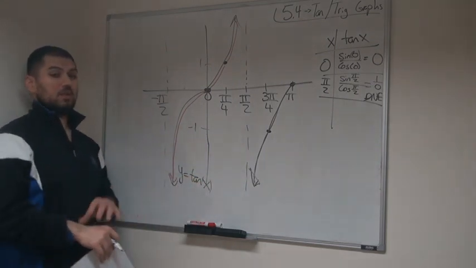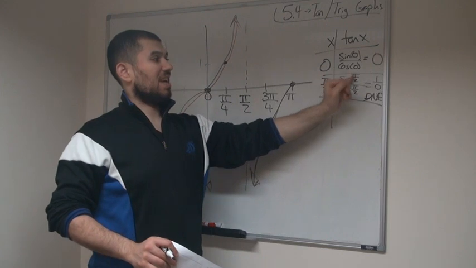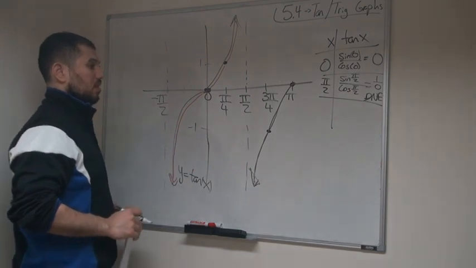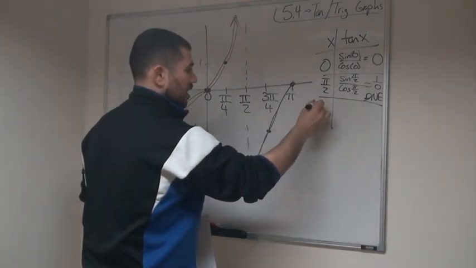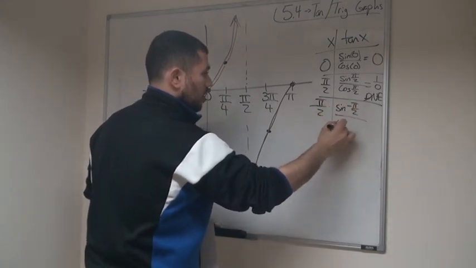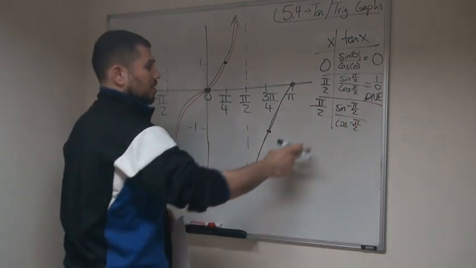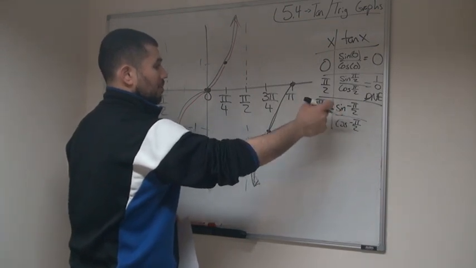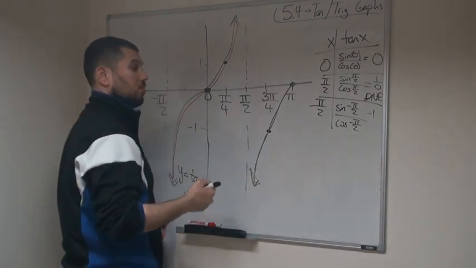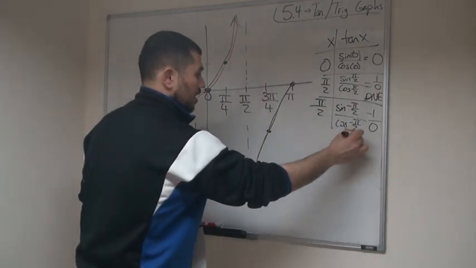And again, why does it look this way? Because at 90 degrees, the sine of 90 is 1 and the cosine of 90 is 0. We have a vertical asymptote here. At negative 90 degrees, or negative pi over 2, if we do the sine of minus pi over 2 over the cosine of minus pi over 2, well, we know that using our even odd properties, the sine of minus pi over 2 is minus the sine of pi over 2, which is minus 1. The cosine of minus pi over 2 is the same as the cosine of pi over 2, which is 0. Negative 1 over 0 is a DNE again.